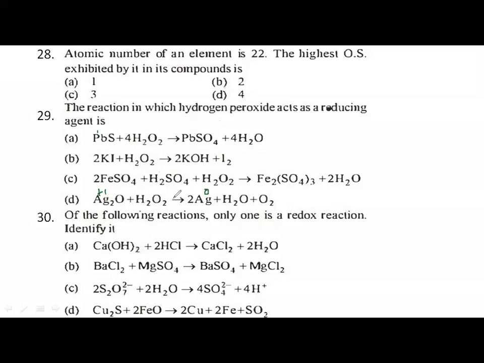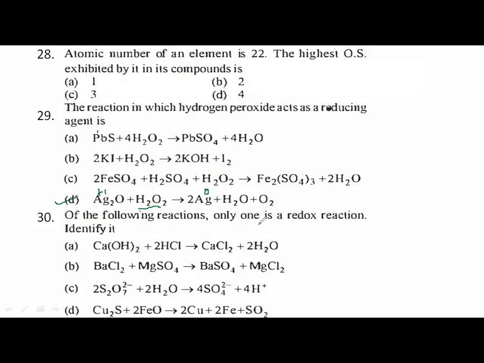Therefore, H2O2 acts as a reducing agent. So there is a gain in the electrons. So when there is a gain in the electrons, it will be what? H2O2 will act as a reducing agent. It is providing electrons, therefore there will be a gain in the electrons. Here, it is not such a case. So option D is the correct option.